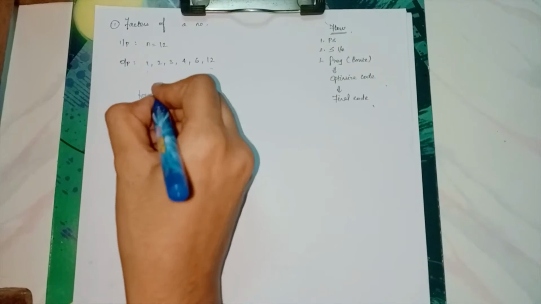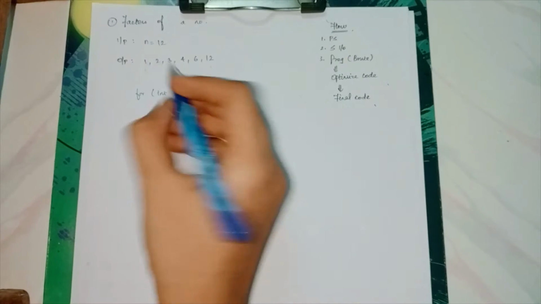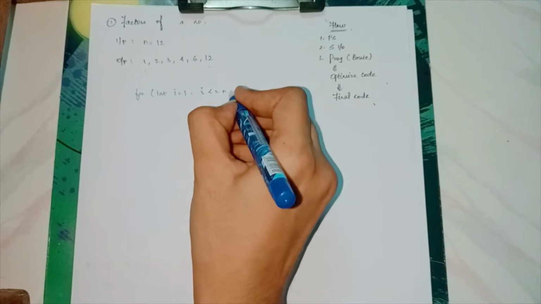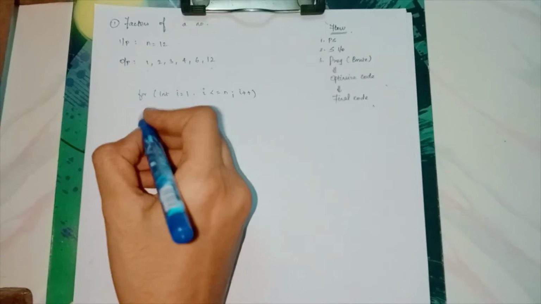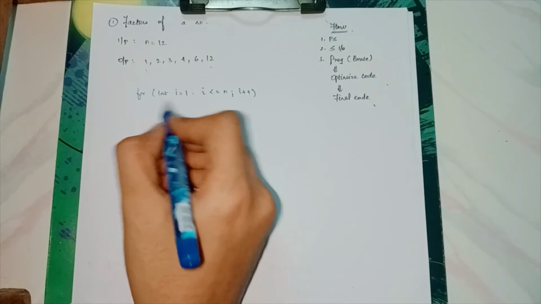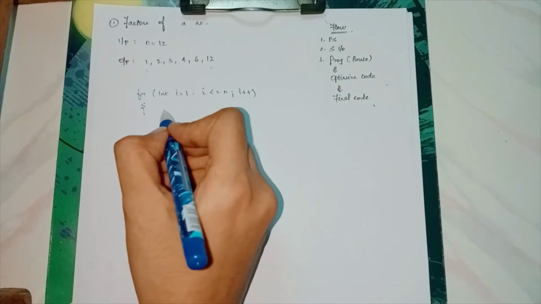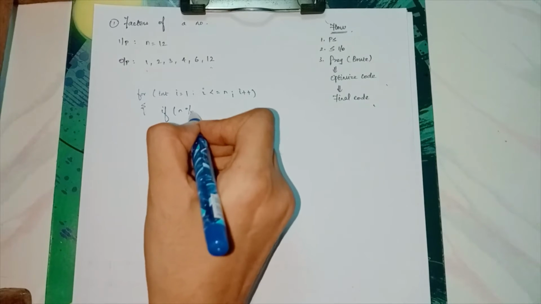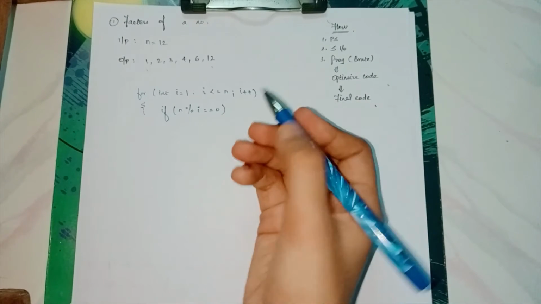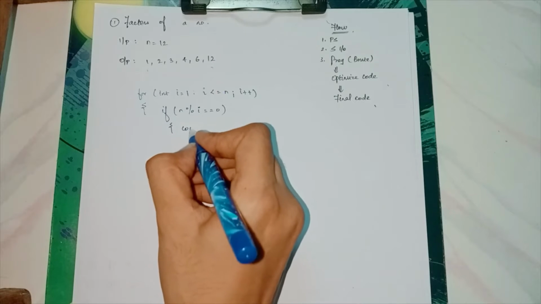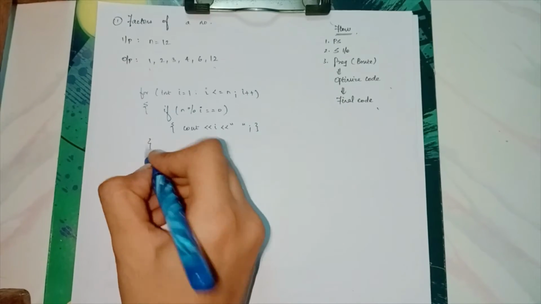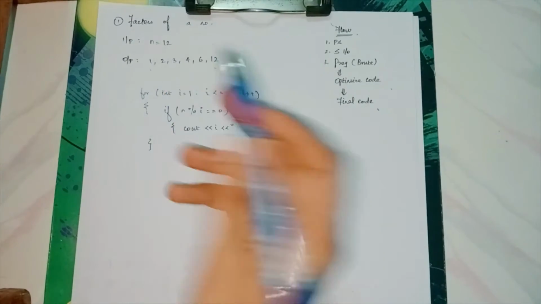So what I'll do is, for I starting with 1, and I less than or equal to the number n, I plus plus. I'm going to traverse everything from 1 up till the number n, and if the number is divisible, that is if n modulus I is equal to 0, that is the remainder is 0, then it means it's a factor. Then I will simply cout I, that's it. So this is going to deliver me all the factors of the number 12, right?